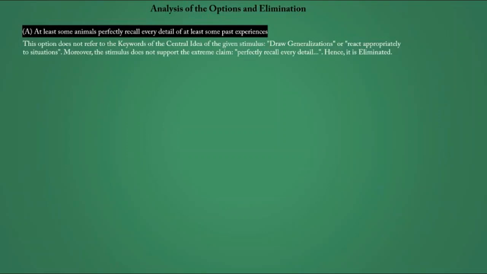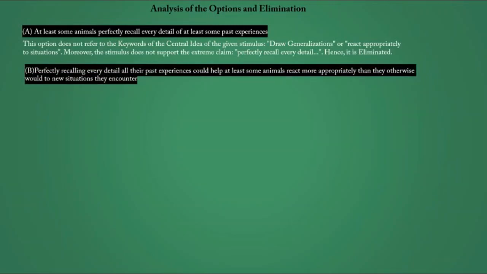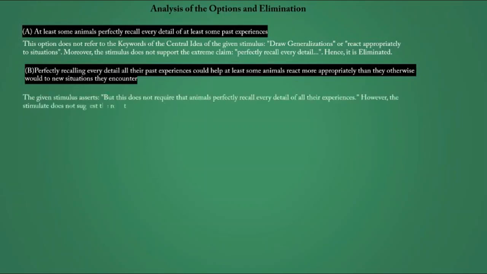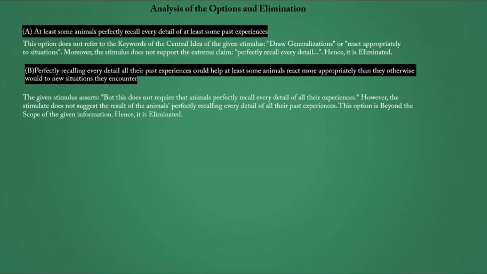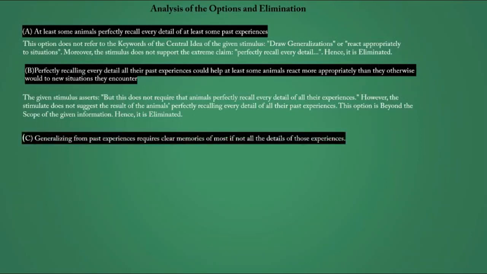Option B. Perfectly recalling every detail of all their past experiences could help at least some animals react more appropriately than they otherwise would to new situations they encounter. The stimulus says, but this does not require that animals perfectly recall every detail of all their experiences. However, the stimulus does not inform what would be the result if some animals perfectly recalled every detail of all their past experiences. Thus, this option is beyond the scope of the given information, hence it is eliminated.